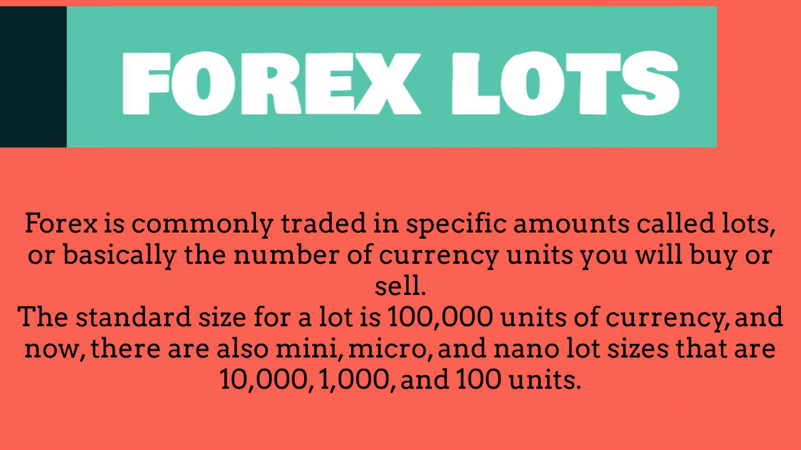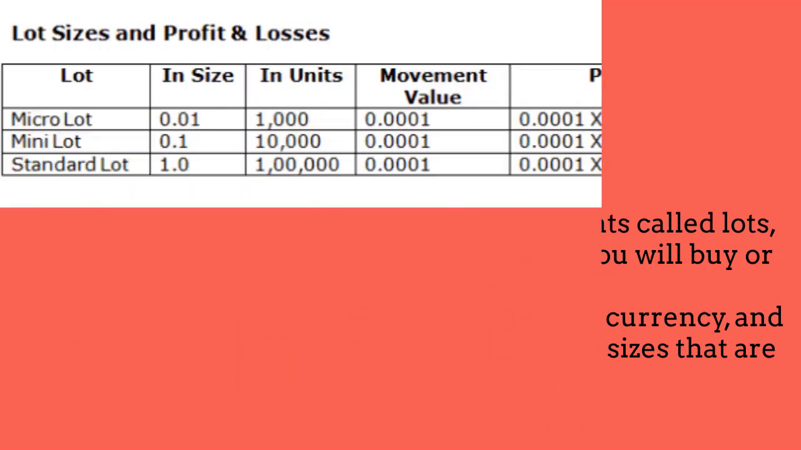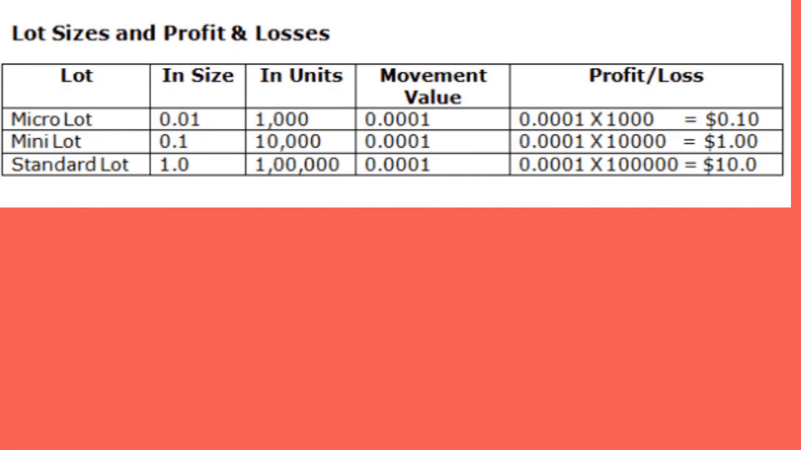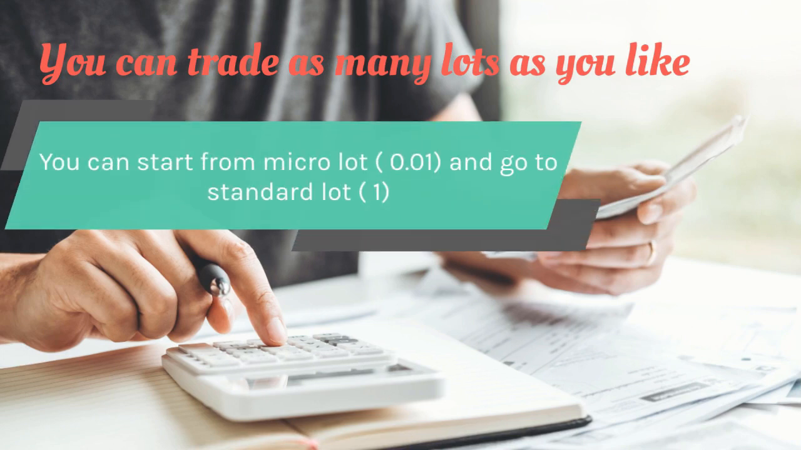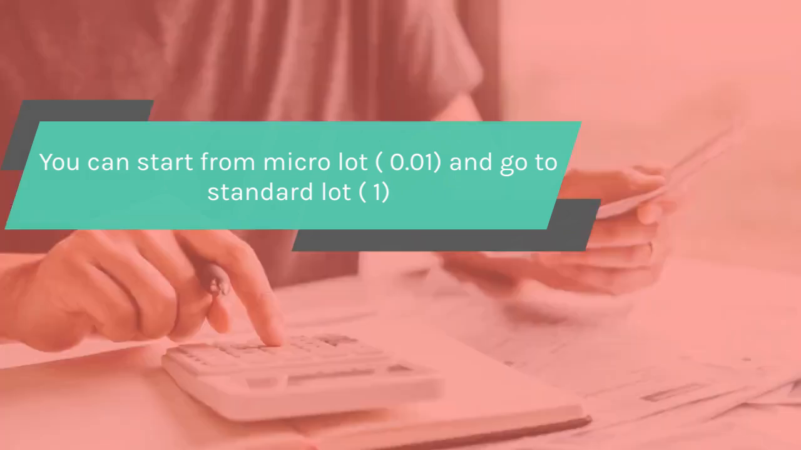Forex lots. In the Forex market, currencies are traded in lots. These are termed micro, mini, and standard lots. A micro lot is 1,000 worth of a given currency, a mini lot is 10,000, and a standard lot is 100,000 worth of a given currency. In online trading, you can trade as many lots as you want. Starting from micro lots, you can go up to even 100 standard lots.